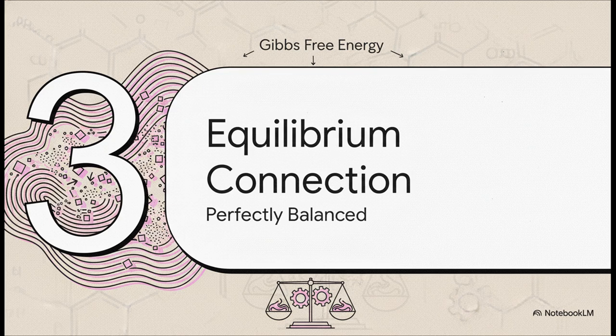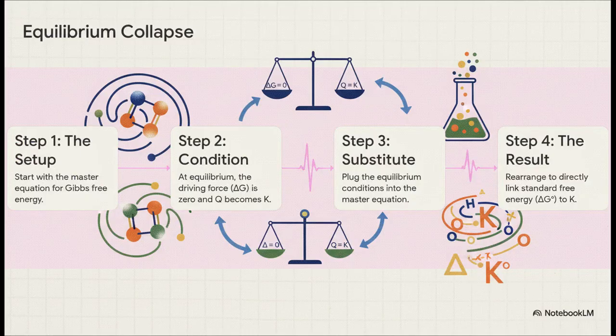So what's really crucial to get is that this master equation works for the system at any point in time. But what happens when the reaction finally reaches that perfect balance point, that bottom of the well we call equilibrium? Well, this is where the magic really happens. This slide shows how it all connects beautifully. So, step 1, we start with our master equation. Then, in step 2, we think about what happens at equilibrium. We know two things for sure.